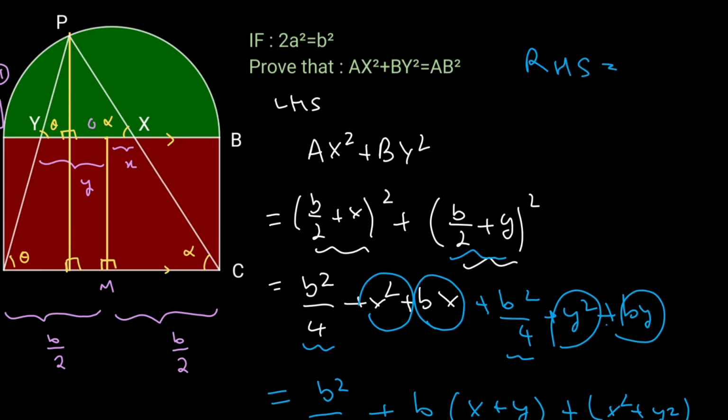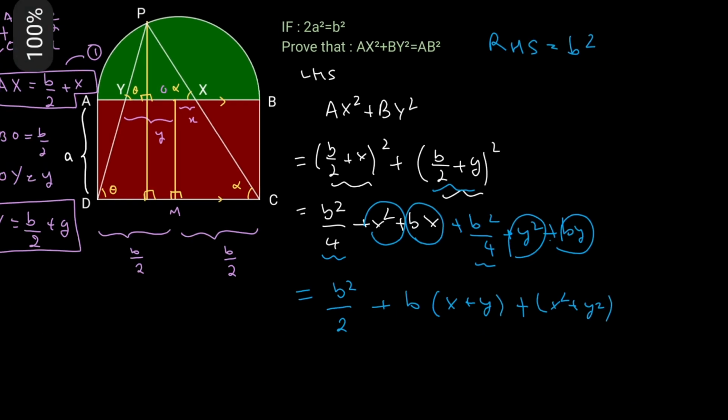So the value of the right hand side is AB square. The value of AB is equal to small b, therefore AB the whole square will become b square. So ultimately we need to prove that b square upon 2 plus this thing is equal to b square. Okay, so by keeping this in our mind, let us move back to this diagram.